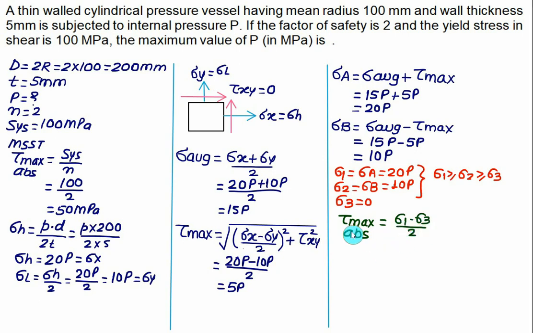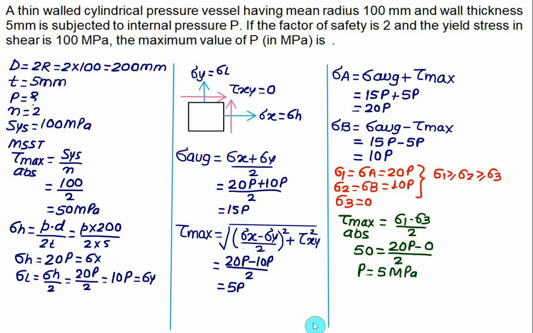We have tau max value already known to us is 50 megapascal. Sigma 1 value is equal to 20 times P, sigma 3 is equal to 0, divided by 2. 100 divided by 20, so we have pressure P is equal to 5 megapascal.